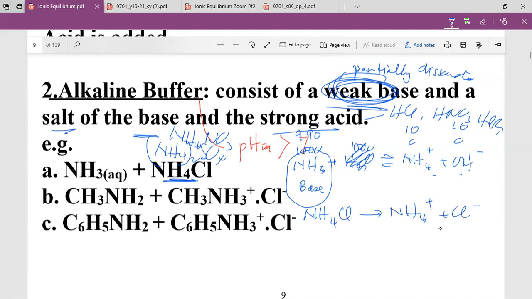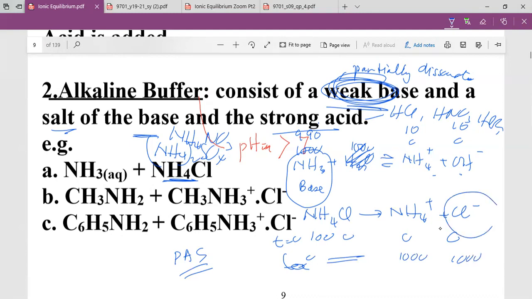Therefore this one here is 1,000 at the beginning, time is 0, and it's 0 here. At equilibrium there is nothing here. This is completely dissociated. Why? Because salts are completely soluble. So this is 1,000 here, this 1,000 here. This is your spectator ion.